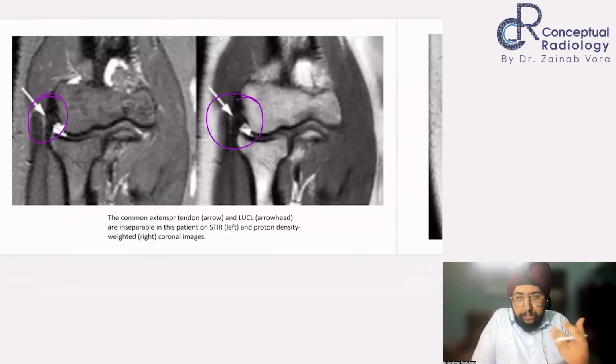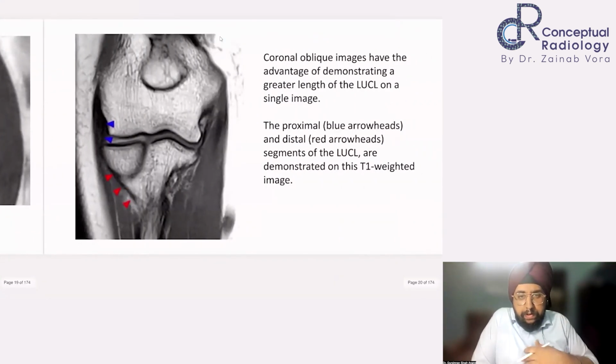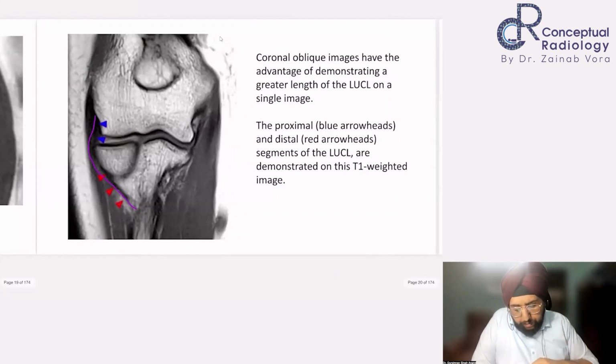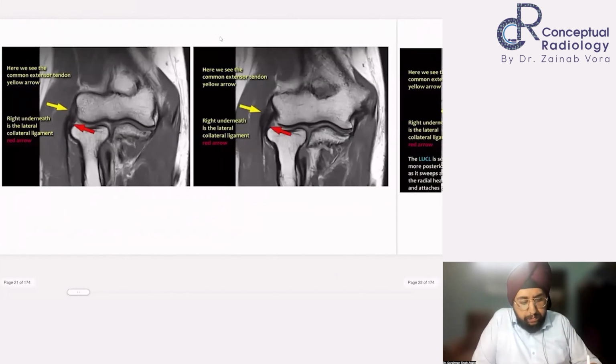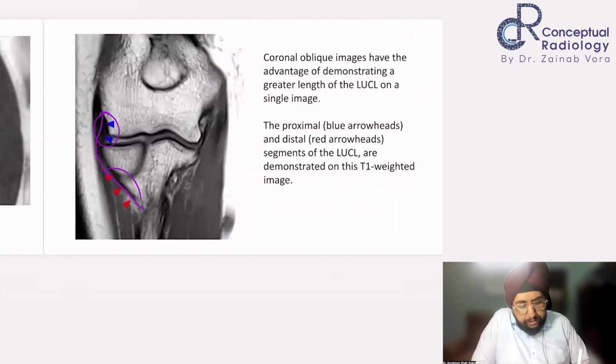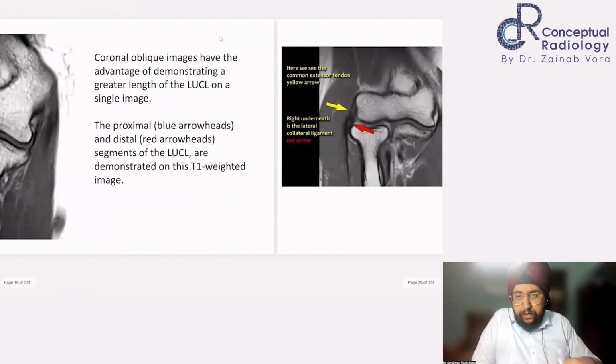Like in this image, you are not able to differentiate where the common extensor tendon is and where the origin of the LUCL is. This is a coronal oblique image that has the advantage of demonstrating the LUCL's complete length in a single image. These are the proximal and distal segments. The blue ones are the proximal segments, and the red ones are the distal segments of the LUCL.